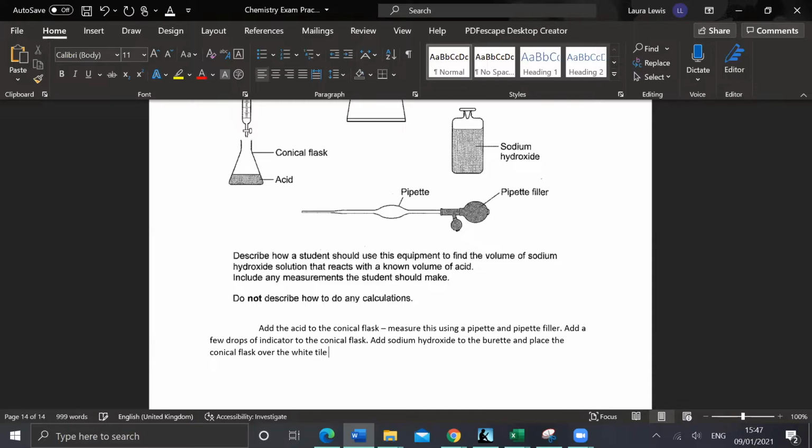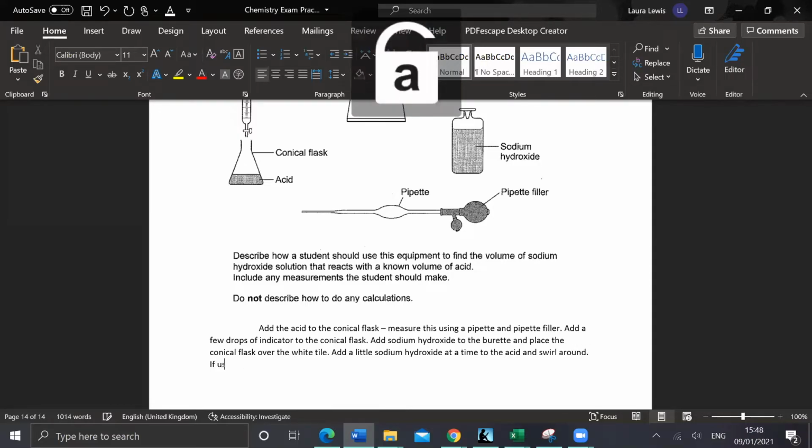Again, with indicator, you'd be allowed to write any indicator there. They will not discriminate over it, just as indicators, isn't it? Okay, add a little sodium hydroxide at a time to the acid and swirl around. Make sure you mix it all the time, because sometimes it will change colour for a bit and you swirl it and then it changes back to how it was.